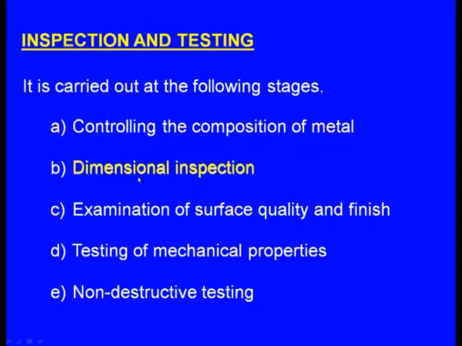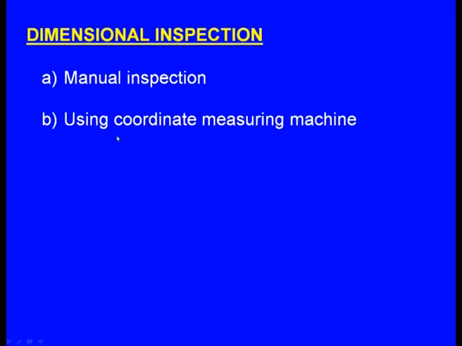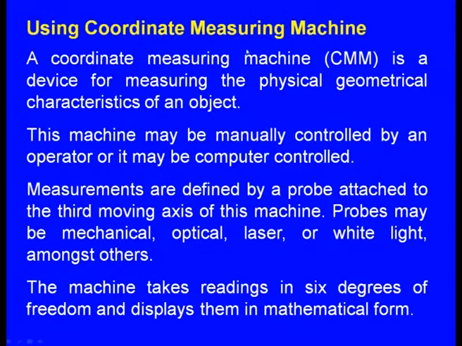Next one, let us see the dimensional inspection. Dimensional inspection again is carried out in two types. One is manual inspection and the other one is using a coordinate measuring machine. There is not much to learn about the manual inspection. So, let us see a little about the coordinate measuring machine. A coordinate measuring machine, CMM, is a device for measuring the physical geometrical characteristics of an object. This machine may be manually controlled by an operator or it may be computer controlled.